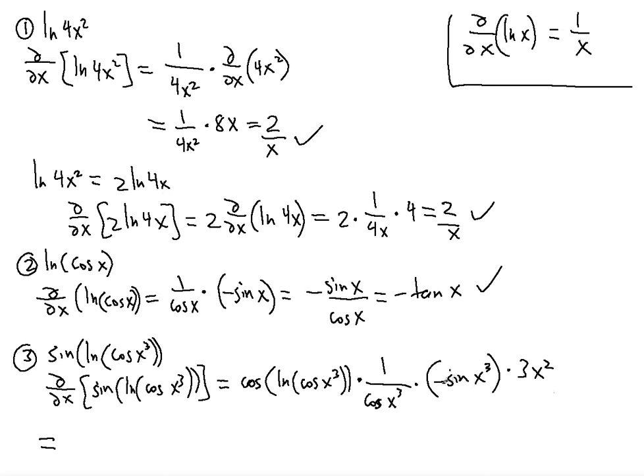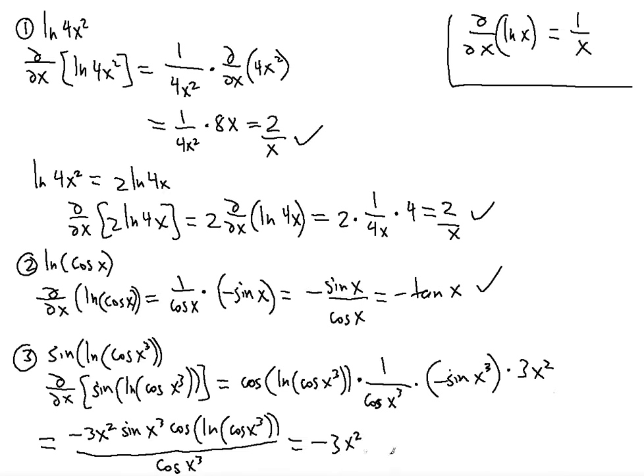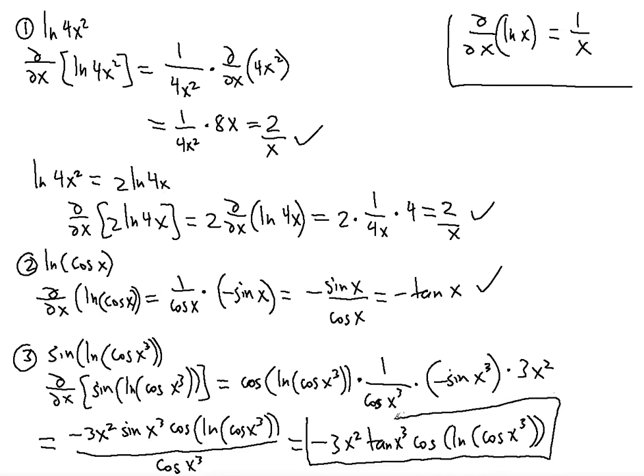I'm going to copy the negative sign and the 3x squared first. So negative 3x squared sine x to the third, cosine ln cosine x to the third, and divide this whole thing by cosine x to the third. Notice that this can still be simplified because sine of x to the third divided by cosine of x to the third is precisely tangent of x to the third. So we get negative 3x squared tangent x to the third, cosine of ln of cosine x to the third. That's your final answer, and this is the derivative of the original stack of functions that we started with.